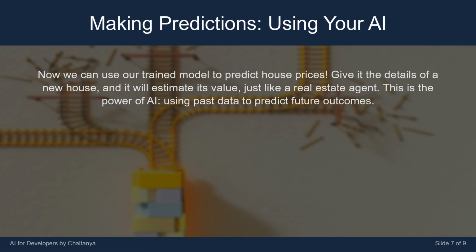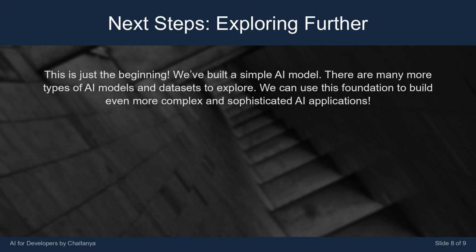Give it the details of a new house, and it will estimate its value, just like a real estate agent. This is the power of AI, using past data to predict future outcomes. This is just the beginning. We've built a simple AI model. There are many more types of AI models and datasets to explore. We can use this foundation to build even more complex and sophisticated AI applications.